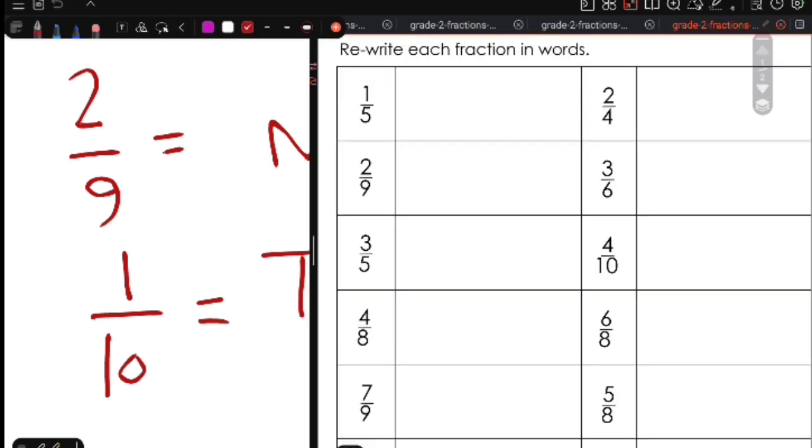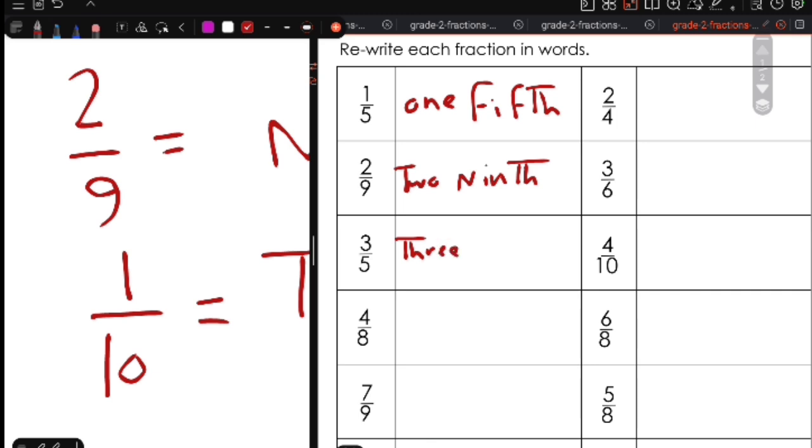Let's see this exercise: rewrite each fraction in words. This 1/5, I can call it 1 and 5 in the denominator, this number down, I call it exactly fifth. The second one, I have 2/9, I write it as 2/9. The third one, I name it as 3/5, this one.